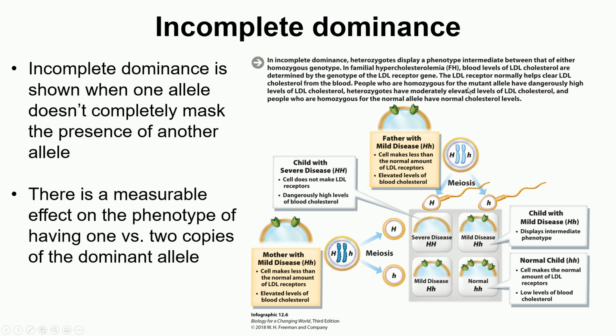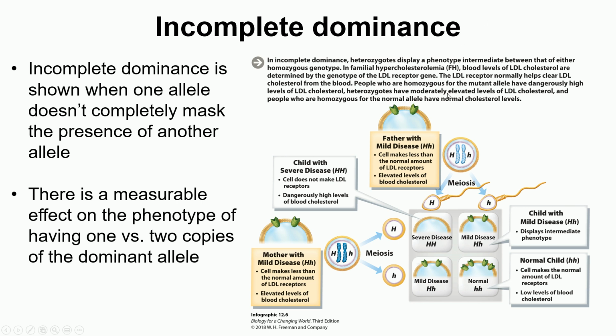People who are homozygous for the mutant allele, which means this gene codes for this receptor, and this receptor helps in lowering the level of cholesterol in the blood. If this gene gets mutated, what will happen then? This receptor is not going to be functional. If this receptor is not functional, people will have a lot of cholesterol in their blood.